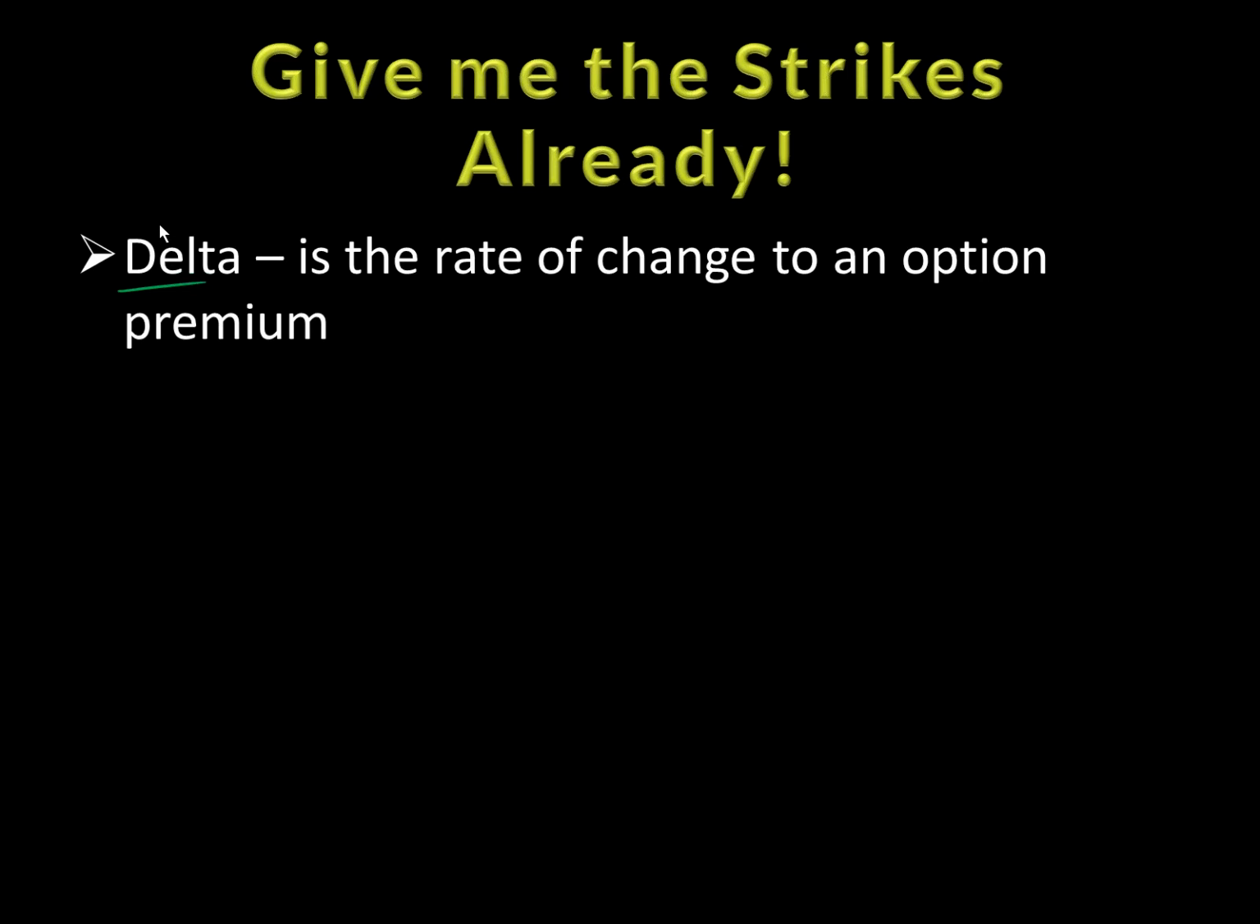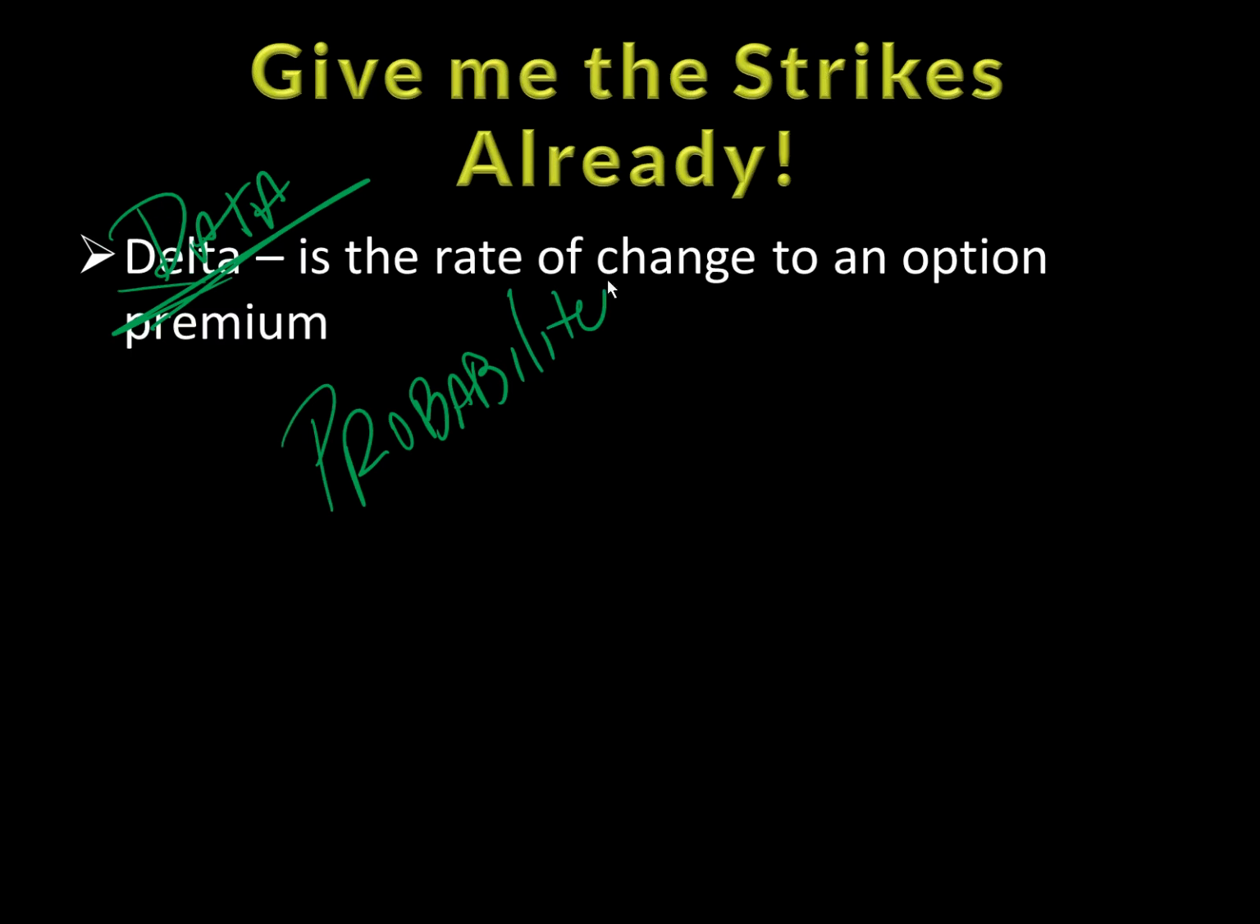So when the underlying moves up by $1, your premiums are going to increase by the corresponding delta. On the floor, we used to talk about this as the odds. I talked about it earlier. It's the probability of success. Delta tells us our probabilities of success with this.